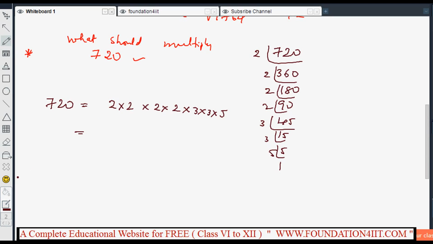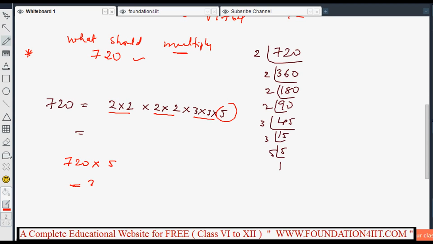Fine. So here if you see the pairs: 2 into 2, 2 into 2, 3 into 3. So one extra 5 is there. That means if I multiply one more 5, then this becomes a perfect square. So what is the smallest number to be multiplied? 5 is the smallest number we need to multiply. So we should multiply the given number by 5 to get a perfect square. That is 720 into 5. If you multiply with 5, this becomes a perfect square.